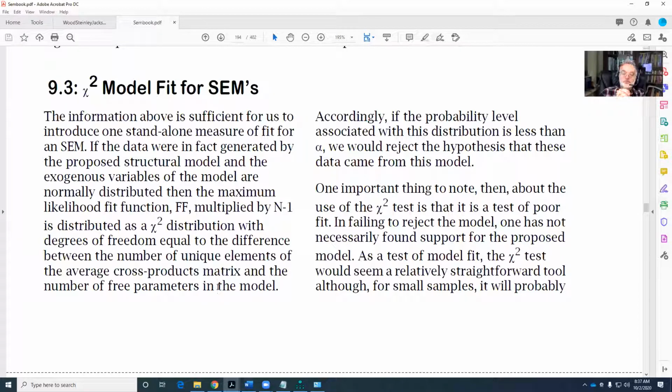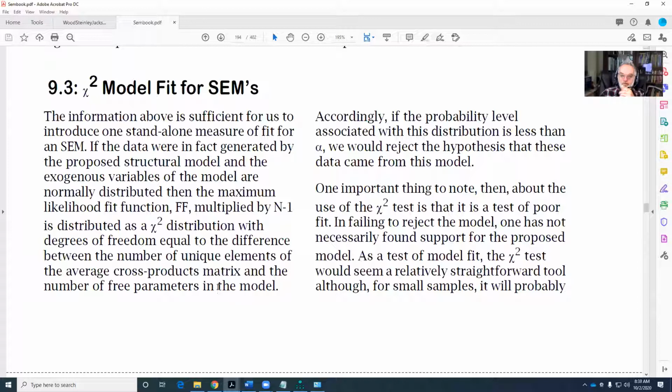So, for example, if I'm looking at a regression model or an ANOVA model, I have exactly the same number of parameters in my model as I have elements of the variance covariance matrix or a joint sums of squares and cross products matrix. Chi-square is going to be 0 with 0 degrees of freedom for that. If, however, I'm fitting a factor model and I have fewer parameters than I have elements of the variance covariance matrix, multiplying the fit function by the sample size minus 1 is going to give me a chi-square distribution with degrees of freedom equal to the difference between the number of unique elements and the number of parameters.